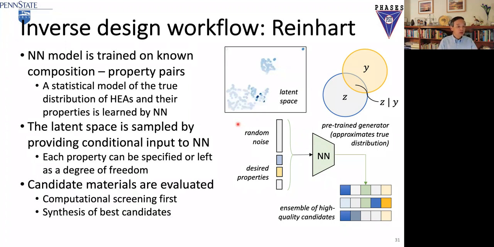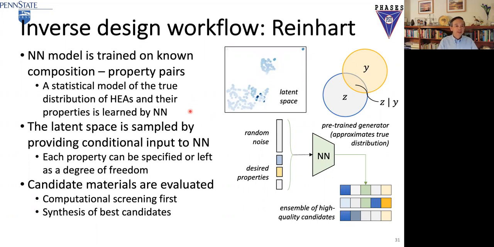Then we can propose candidate materials based on the problem we need. In that case, we include computational screening first. We do the prediction, then we do the computation, just like rational design. And then we do the down-selection from the computational results, and then do the synthesis. The idea is that it would be much faster. It goes to spaces which you may not have explored before.